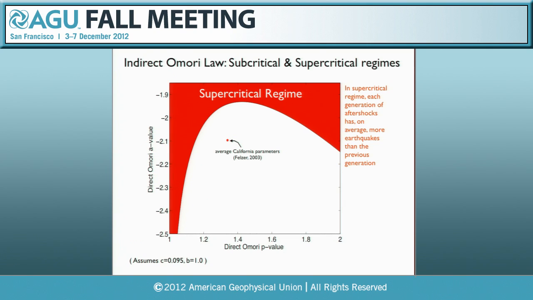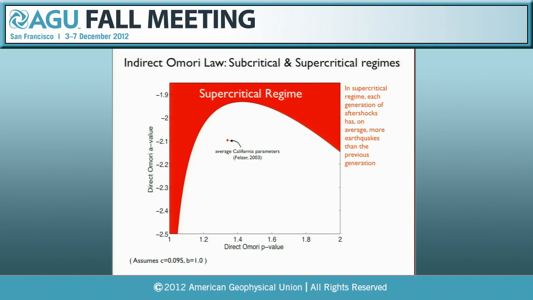So you can't just pick any parameters you like. If you try running an ETAS model, you'll discover that if you set certain parameters incorrectly or make the sequence too productive, the whole thing basically blows up. So this is showing in phase space the p-value here, that exponent, and the productivity, A value here.